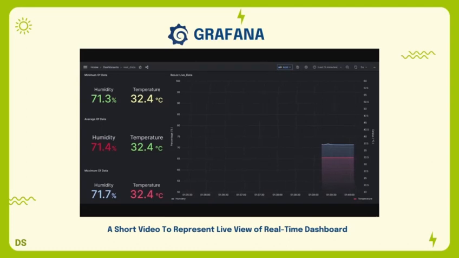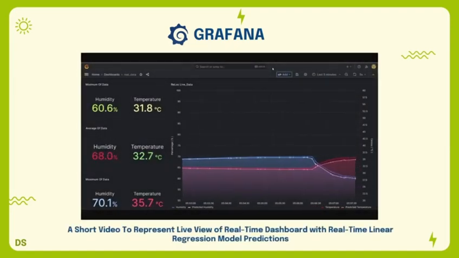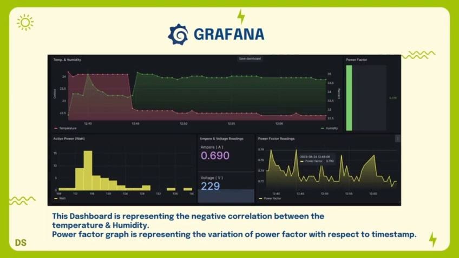The dashboard we see here represents a temperature and humidity graph, which shows the negative correlation between temperature and humidity. The power factor graph represents the variation of power factor with respect to timestamp. The average ampere and voltage stat shows the average ampere and voltage throughout the day. The active power histogram represents the power value which has the highest frequency.